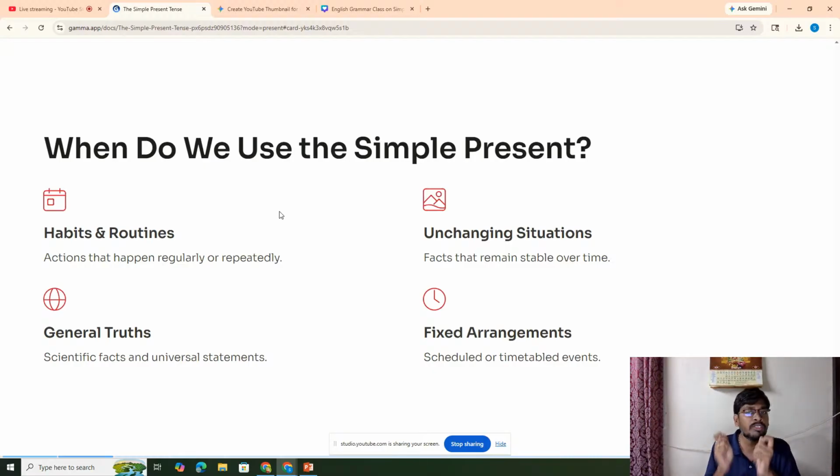If you are talking about facts, then also you use the simple present tense. When you talk about general truths, like scientific facts and universal statements, then also you use it. For fixed arrangements, like schedules or timetables, also use the simple present tense. So general truths, facts, habits and routines, and fixed arrangements like schedule or timetable events. So these are the basics.